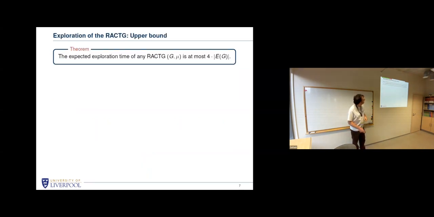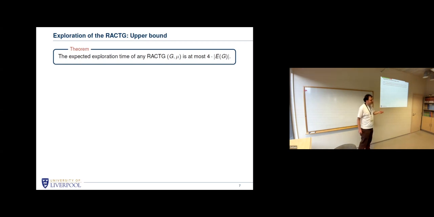Okay, so what's our first result? So the first result is that the expected expiration time of any rat is at most 4 times the number of edges in this fake underlying graph, which is where you're getting your spanning trees from, essentially. So, okay, how would you read this result?